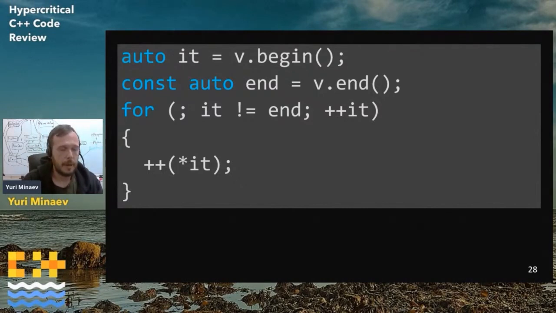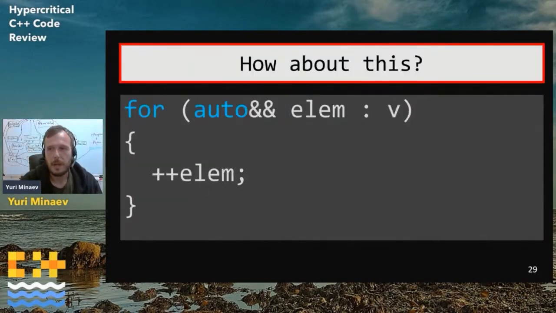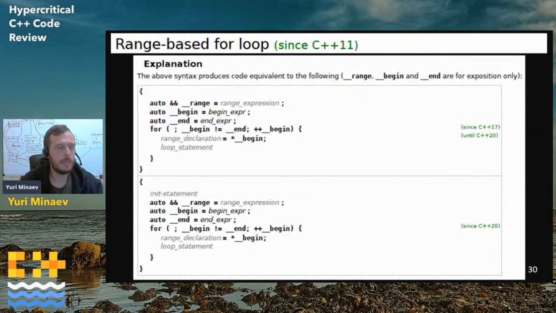Well, anyway, this code with an iterator at the beginning, with the second iterator at the beginning, and an increment in the loop, does it by chance remind you of anything? Well, how about this? It reminds really of a range-based loop. And if we look at how that works, we indeed can see that it's basically what we wrote in the previous example.